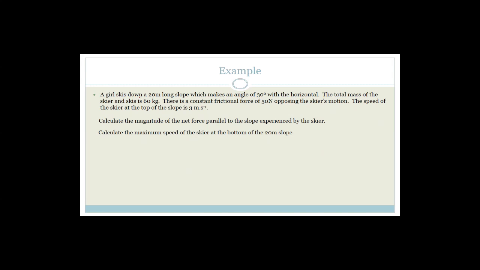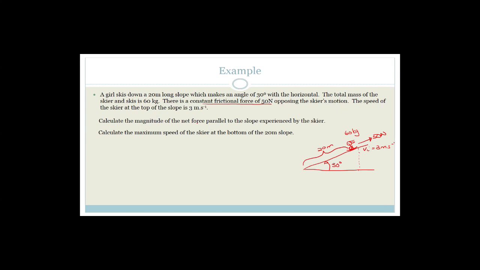It says a girl skis down a 20 meter long slope which makes an angle of 30 degrees to the horizontal. Okay, so here is the slope and it makes an angle of 30 degrees to the horizontal, and here is the girl and she's on skis. The total mass of her and her skis is 60 kgs. There is a constant frictional force of 50 newtons, which is obviously opposing the direction that she's moving. The speed of the skier at the top of the slope, her initial velocity, is 3 meters per second. And they also tell you the distance that she skis is 20 meters.